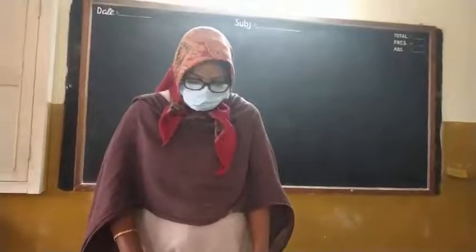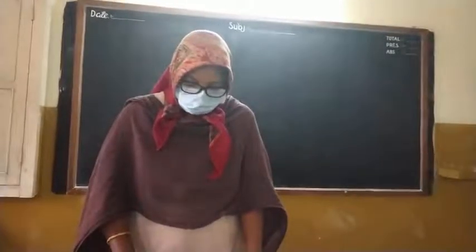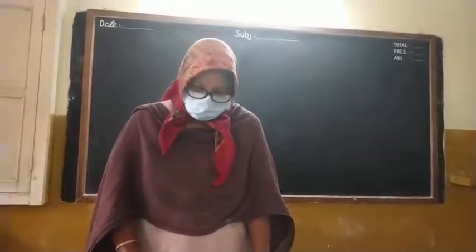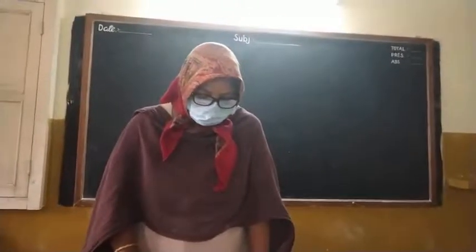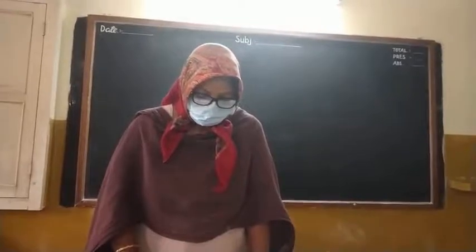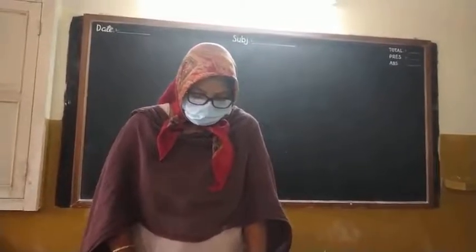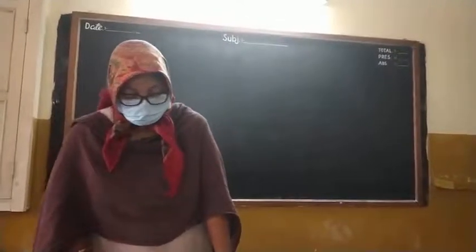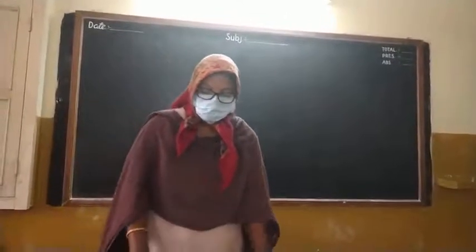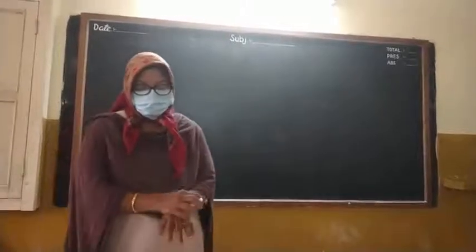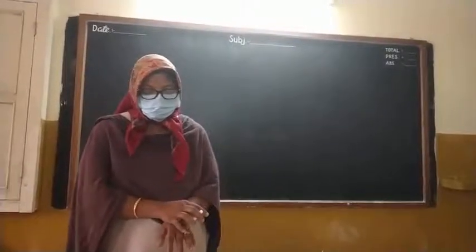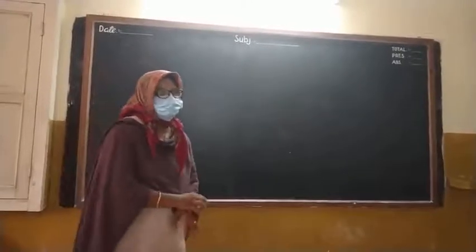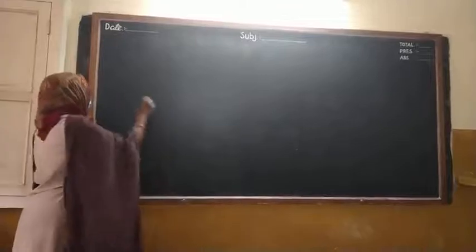A hemispherical bowl made of brass has inner diameter 10.5. Find the cost of tin plating it on the inside at the rate of 16 per 100 centimeter square. So diameter is given, and you have to find the cost of tin plating inside. That is the surface area of the hemisphere.